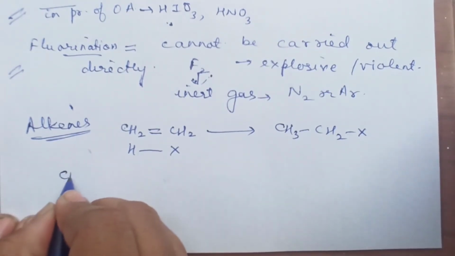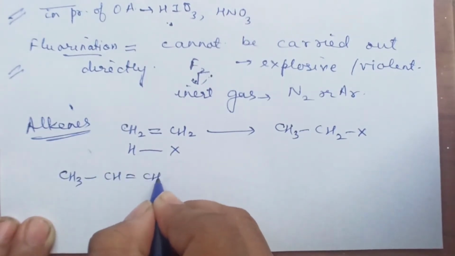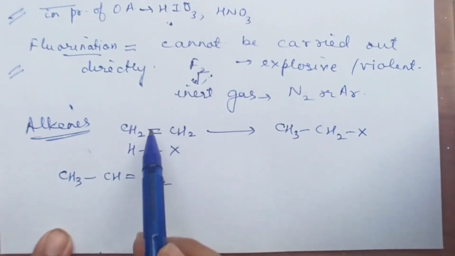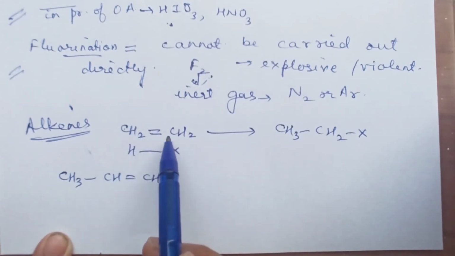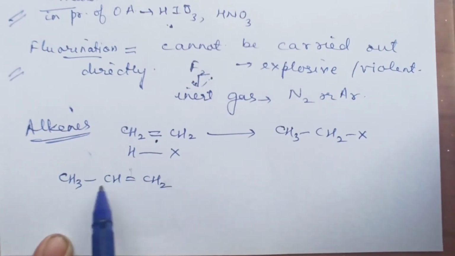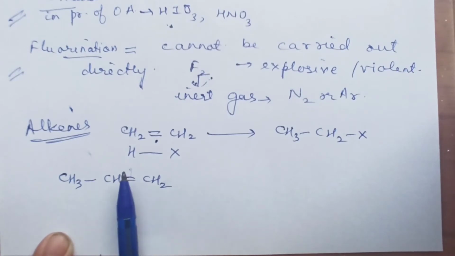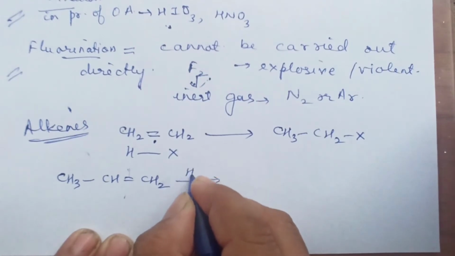But in case you are having some unsymmetrical alkene. Unsymmetrical alkene means where there is a carbon-carbon double bond, you can divide into two equal halves, it is symmetrical. When you are dividing, you are not getting similar halves, that means it is unsymmetrical. When I put a line here, you are not getting two equal halves. It is an unsymmetrical alkene.